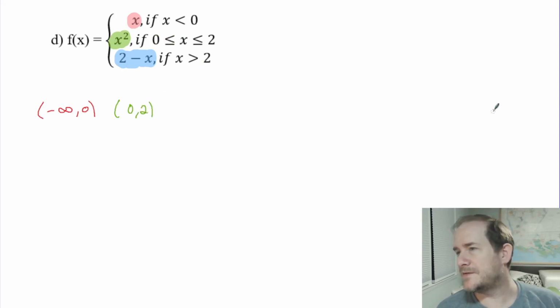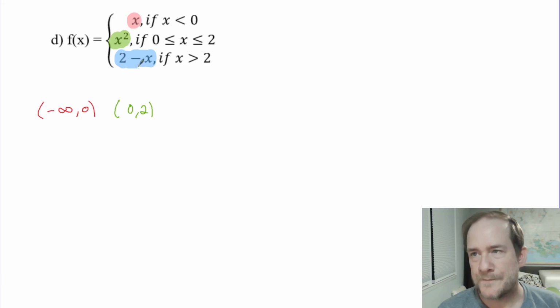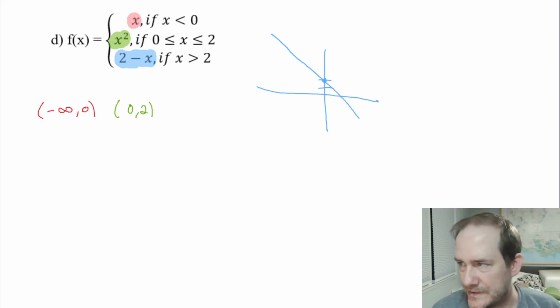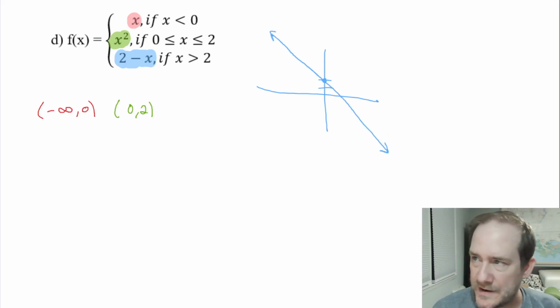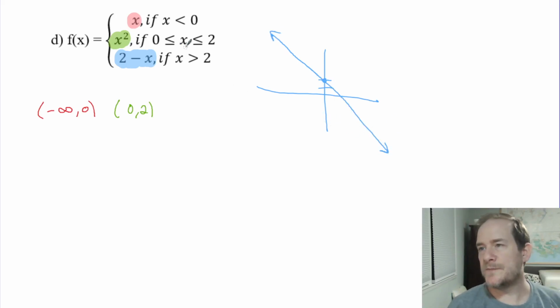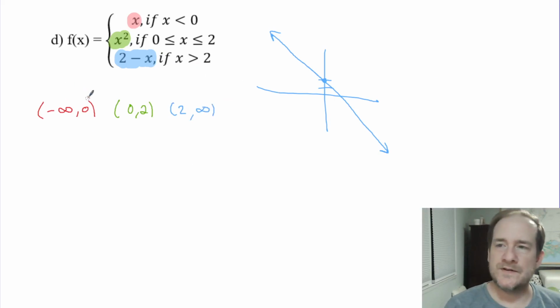Then the next function kicks in after 2, and it's another line. It's 2 minus x. That line would just have its y-intercept at 2. It would have a slope of -1, so it decreases. But it's just a line, and lines are continuous everywhere, so for sure I can say that from 2 to infinity, we're continuous.